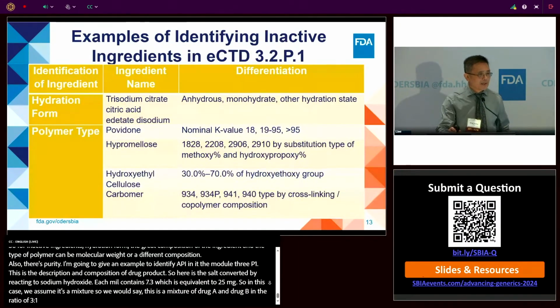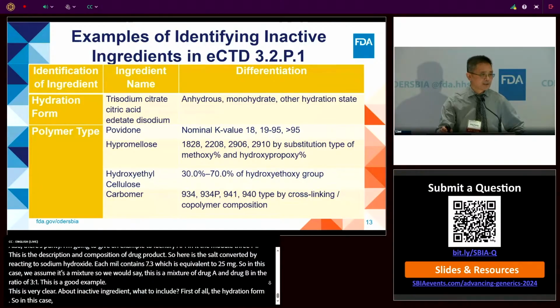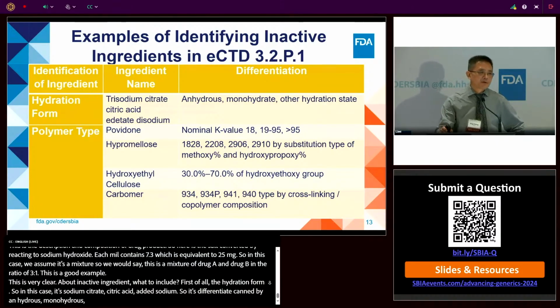So about the inactive ingredients, what information to include? First of all is the hydration form. In this case, sodium citrate, citric acid, added sodium. They are differentiated by anhydrous, monohydrate, or dihydrate, or other forms. I know the USP monograph may cover different hydration forms, but the recommendation is to be clear what form you are using in the formulation.